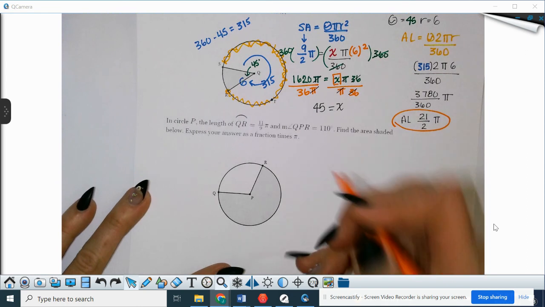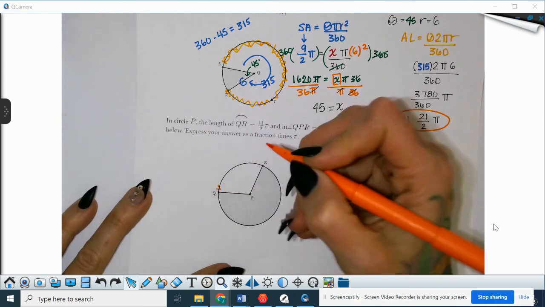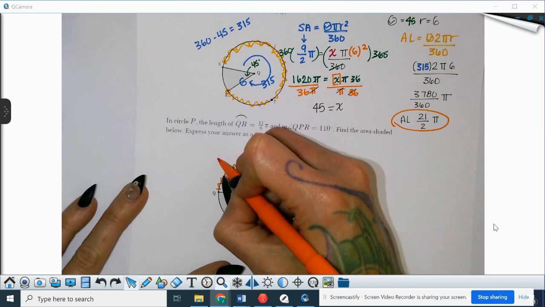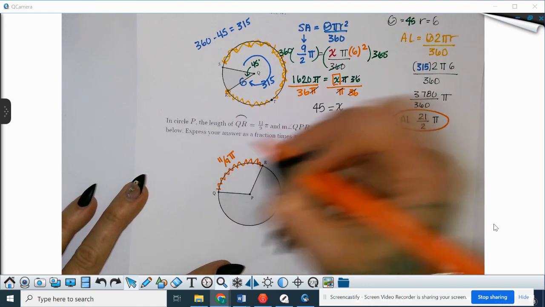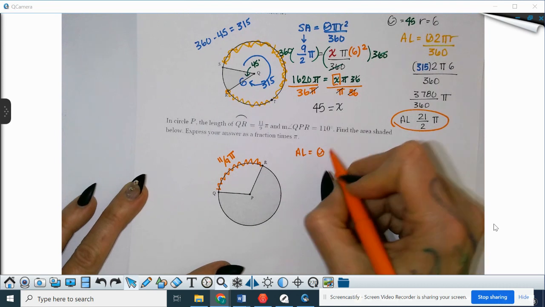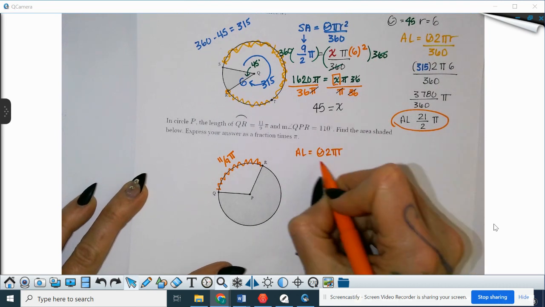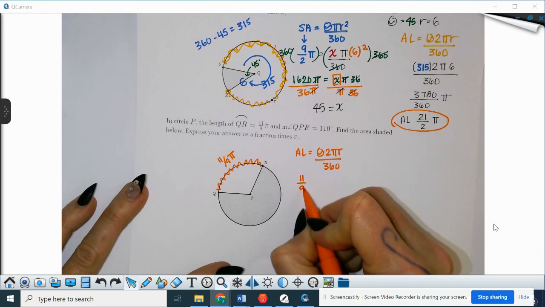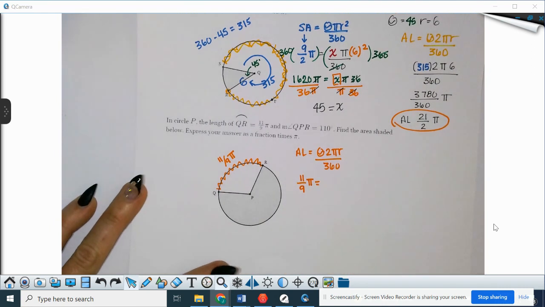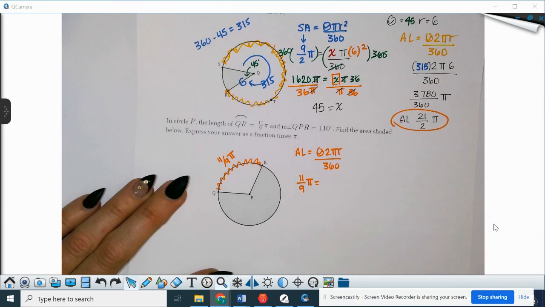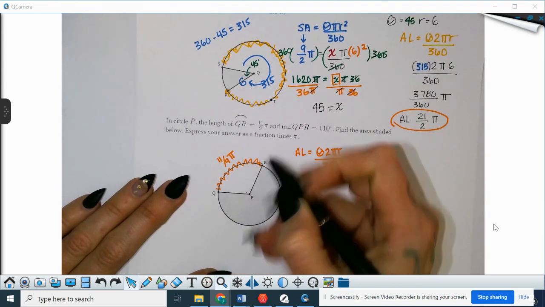One more problem. Here we go. Circle P. The length of QR, it's only 2 letters, so that's this way. The length of QR is 11 over 9 pi. So we've got arc length. Arc length equals theta 2 pi r over 360. We know that arc length is going to be 11 over 9 pi. We need to know the theta. So QPR is 110 degrees.